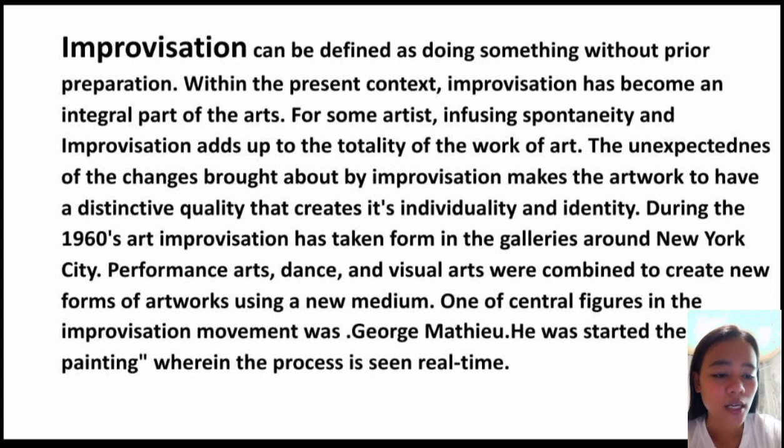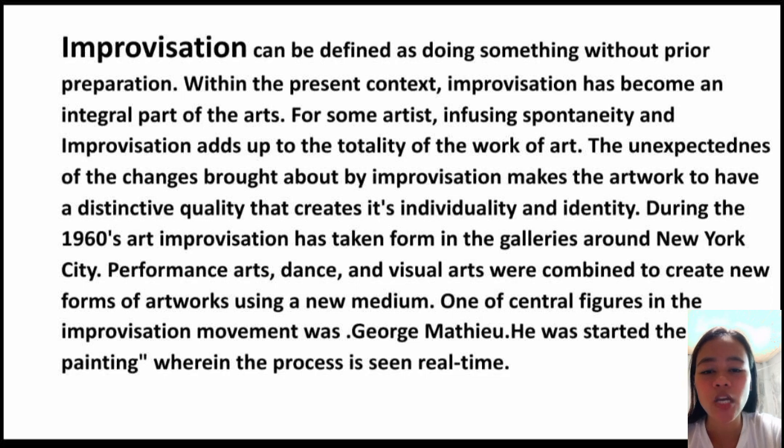During the 1960s, art improvisation took form in the galleries of New York City. Performance art, dance, and visual arts were combined to create new forms of artworks using a new medium. One of the central figures in the improvisation movement was George Matthew. He started action painting, wherein the process is seen in real time.